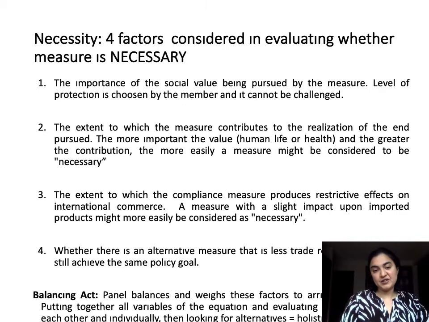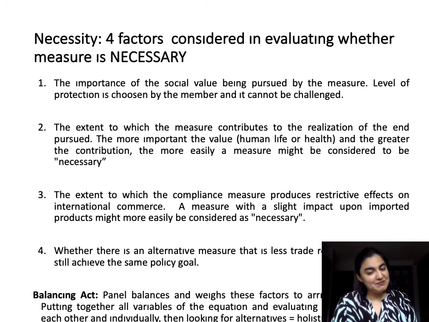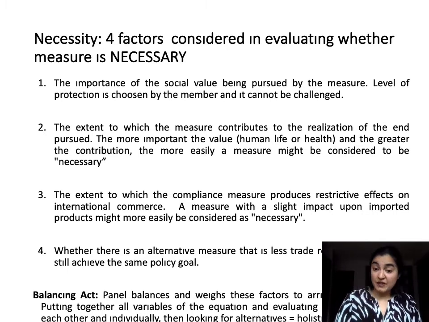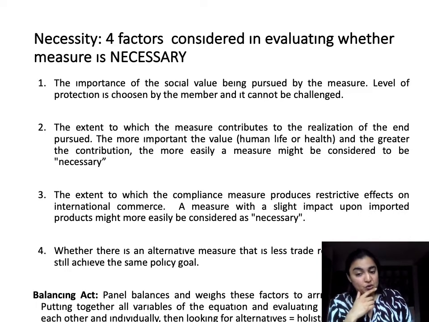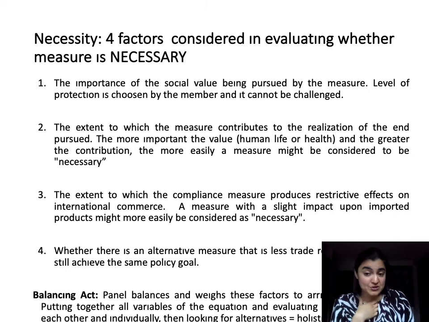The second guiding factor is the extent to which the measure is contributing to the realization of the pursued objective. So how much is the measure contributing to the realization of the objective? If it has a small contribution, then maybe the measure is not that necessary. If it is contributing quite a lot, then it is probable that the panel could find the measure to be necessary. The third guiding element is the extent to which the compliance measure produces restrictive effects on international commerce.